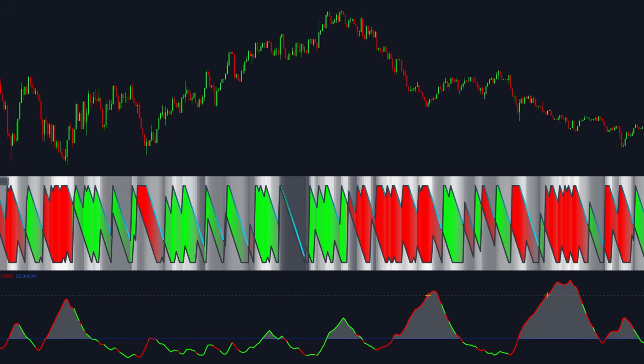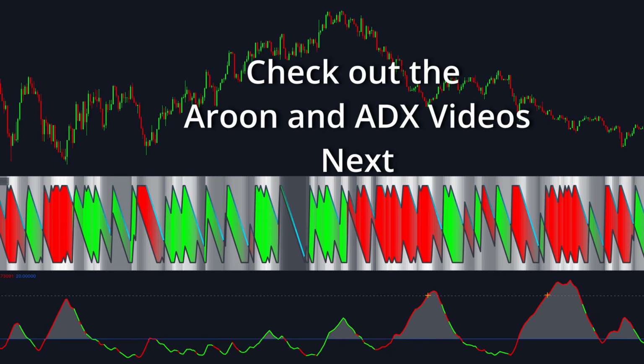The chop zone and choppiness index aren't the only indicators we can use to determine the levels of trend and consolidation. The Aroon indicator and ADX indicator have similar goals, and I've made videos on both of them along with custom versions you can use on your chart. Make sure to check out those videos as well.